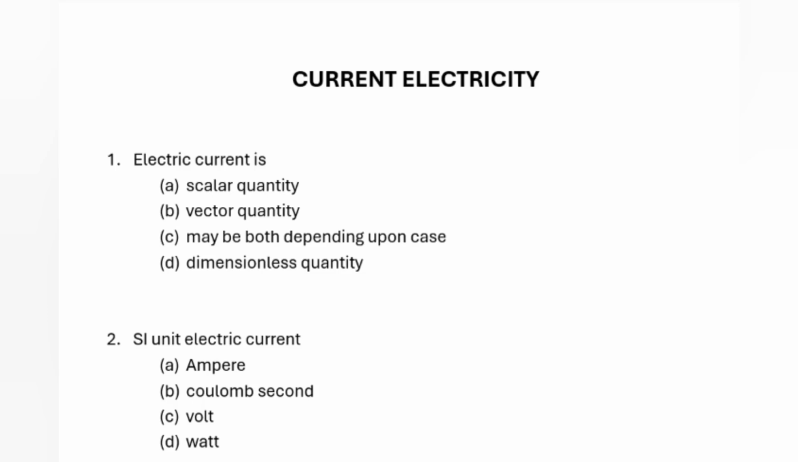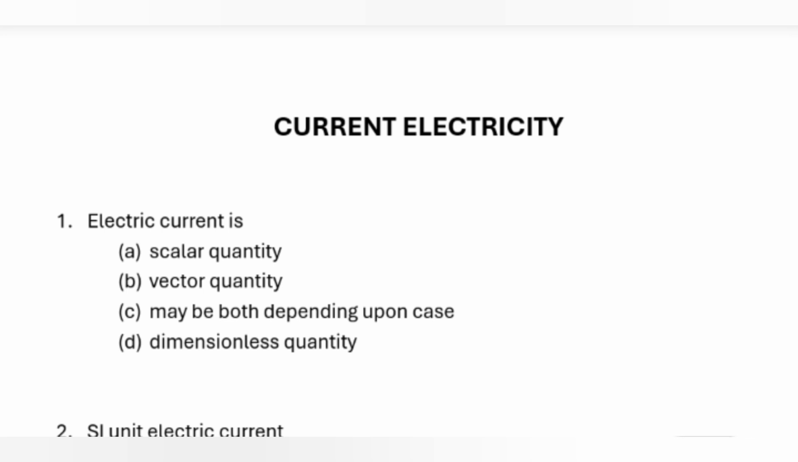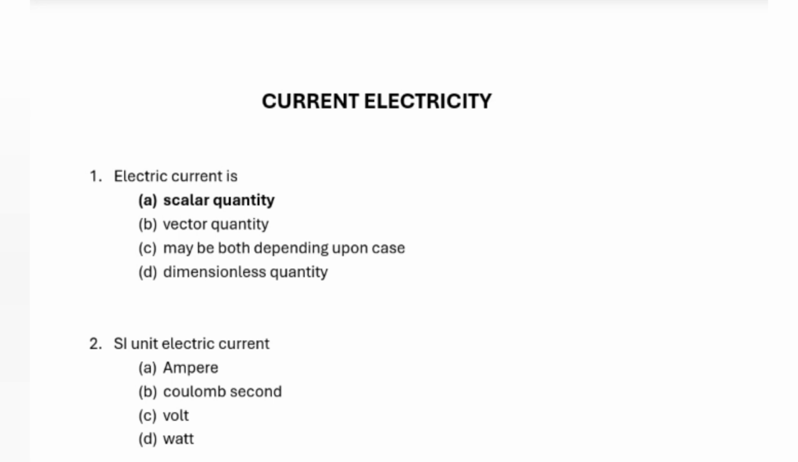Most important multiple choice questions from the chapter Current Electricity. Question number 1. Electric current is option A scalar quantity, option B vector quantity, option C may be both depending upon case, option D dimensionless quantity. Here the correct answer is option A scalar quantity.